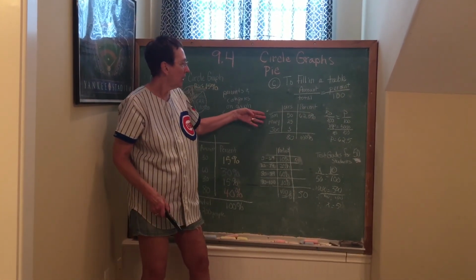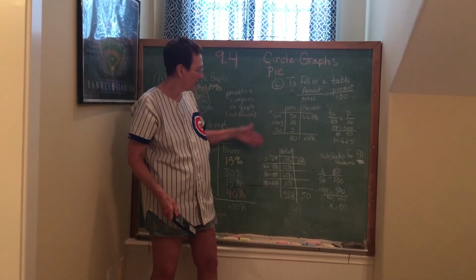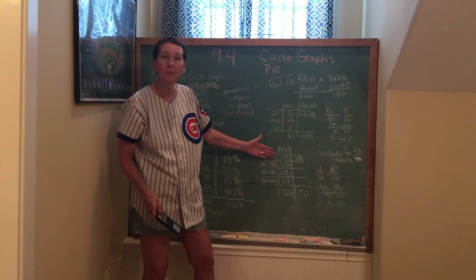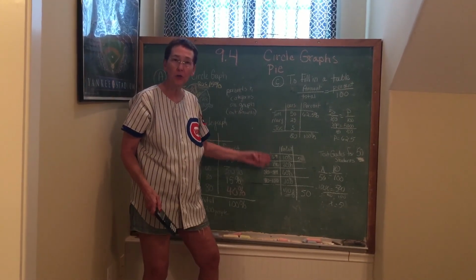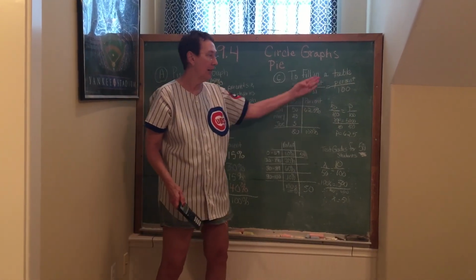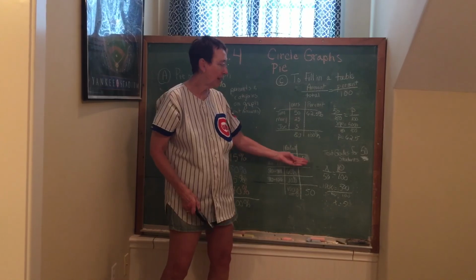Now, this one, you've got names, sometimes you have dates, sometimes you have months, sometimes you have numbers, sometimes you have groups of numbers that are called frequencies. So don't let the categories throw you off. All you're looking for is how to use this ratio or this proportion to find the missing part.